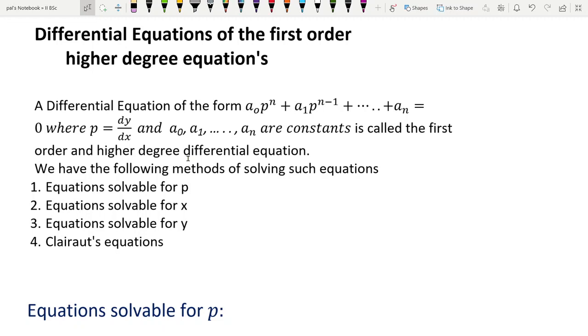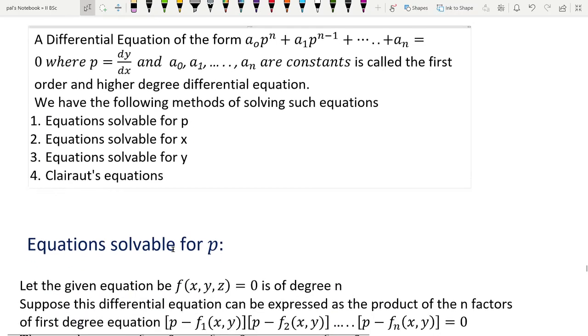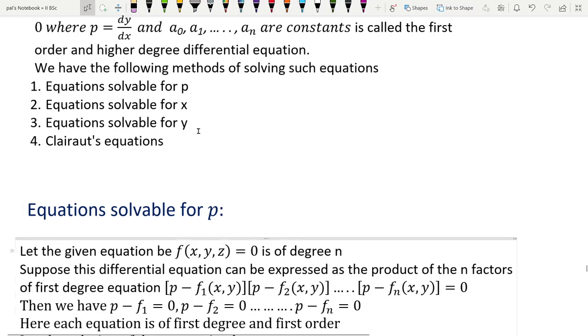Okay, so we have the following methods of solving such equations: solvable for p, solvable for x, solvable for y, and Clairaut's equation. Clairaut's equation has a particular format. If the given differential equation is in that format, then we say it is a Clairaut's equation.